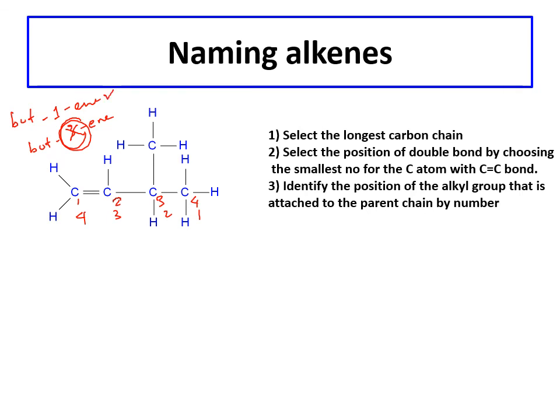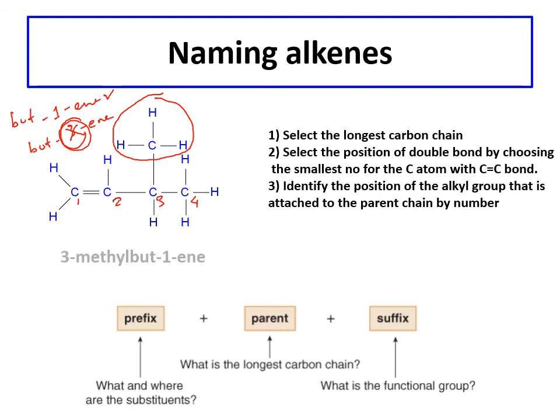Okay, so if we were to follow the rules, we need to numerate 1, 2, 3, 4 from the left to the right in order for us to get but-1-ene. And then we need to identify the position of the alkyl group, which is here. We have the methyl, and it is currently attached to carbon number 3, which means the name for this molecule will be but-1-ene, and then we have the methyl attached to carbon number 3, so we're going to name it as 3-methylbut-1-ene.